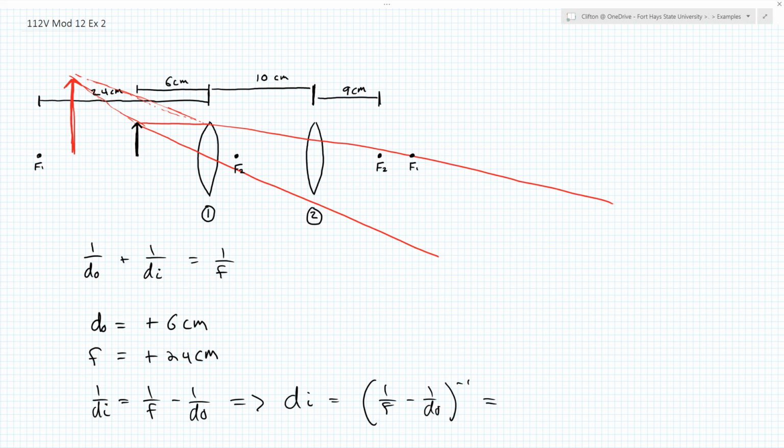So I take the numbers that I have, I plug those in, and for the first lens, so let me write this as lens 1. For the first lens, I get an image distance that is equal to negative 8.0 centimeters. Now, how do I interpret this negative sign? Well, for image distances, the image distance is positive if the image is on the side of the lens that light is going to.